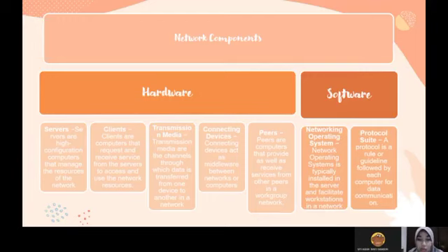And it includes two things. The first is the operating system. As we can see in the slide, a networking operating system is typically installed in the server and facilitates workstations in a network. And the second is the protocol suite. A protocol is a rule or guideline followed by each computer for data communication.